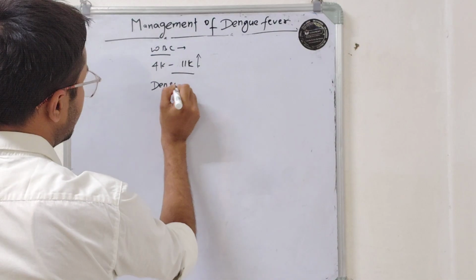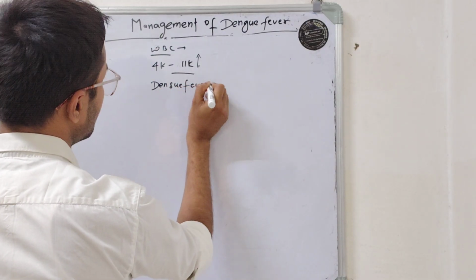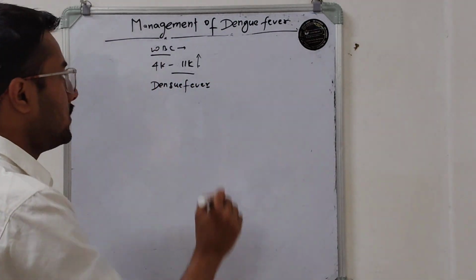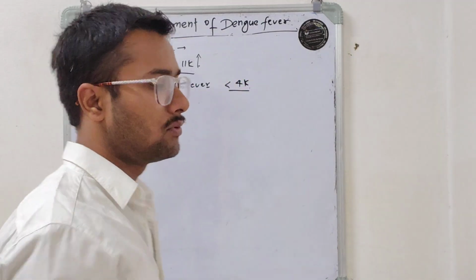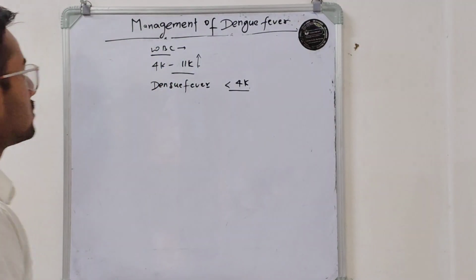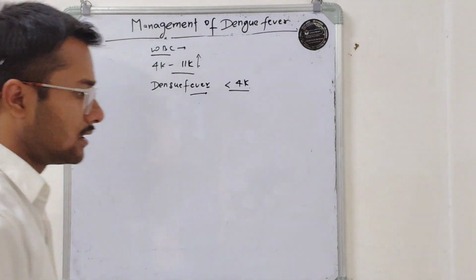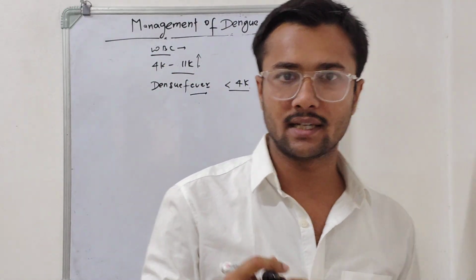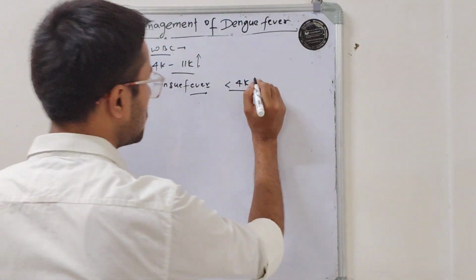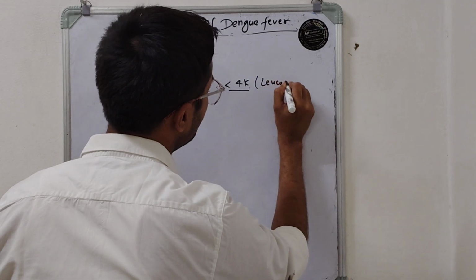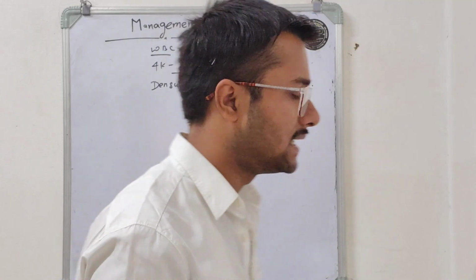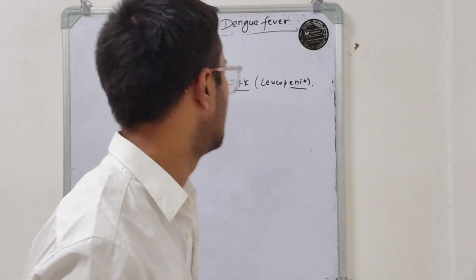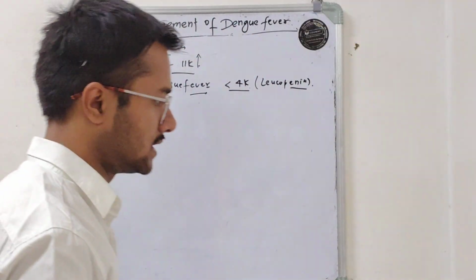In case of dengue fever, the WBC count is less than 4,000. In normal infection, the WBC count is elevated, but in dengue fever, the WBC count gets reduced, and whenever the WBC count is reduced, we call it leukopenia. What do we call it? Leukopenia. So leukopenia is one of the laboratory findings that you find in dengue fever.